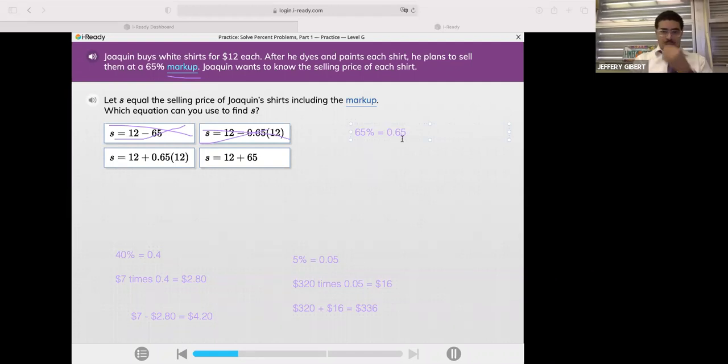And it's going to be 0.65 times however much the shirt is, which is $12. So it's going to be 0.65 times 12. So that looks like this one right here. The original shirt cost plus whatever 65% of the original shirt cost is. And that will tell us how much his selling price is. So we can get rid of this one because it's not $12 plus $65. It's $12 plus 65% of $12. So this is our correct answer.